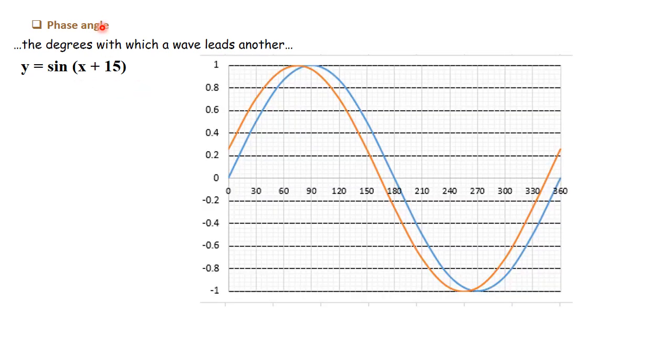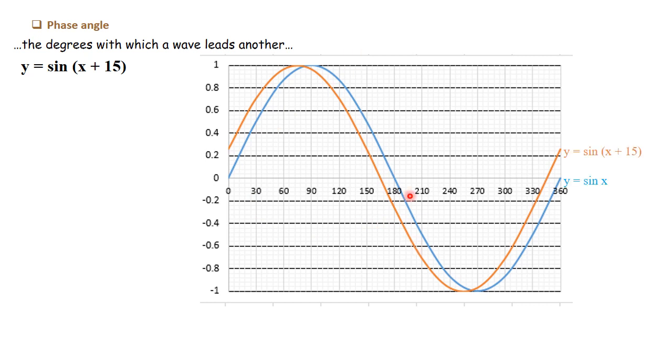Let me give now the summary I wanted to say about the phase angle. Now, the phase angle normally describes the degrees with which a wave leads another. Okay? And to illustrate that, I need to give examples. We are given, for example, y = sin(x + 15). The degrees with which this one leads the curve y = sin x would be the phase angle. And I have plotted it for you there. I don't have the table, but you can just do it on your own and see.